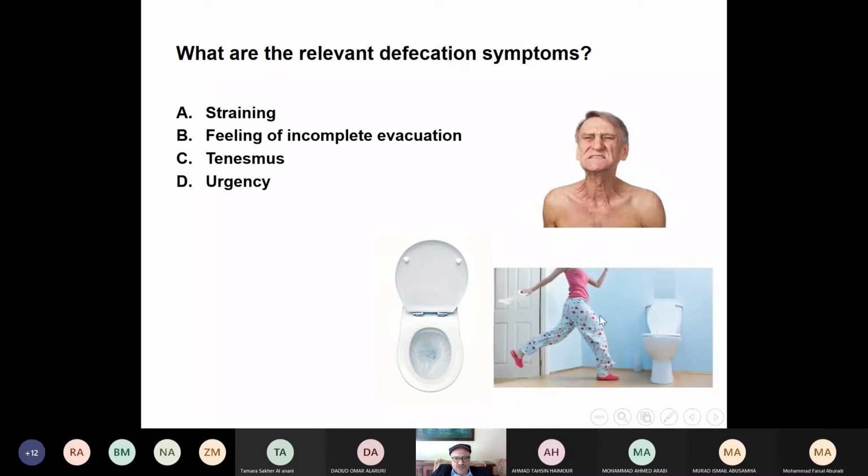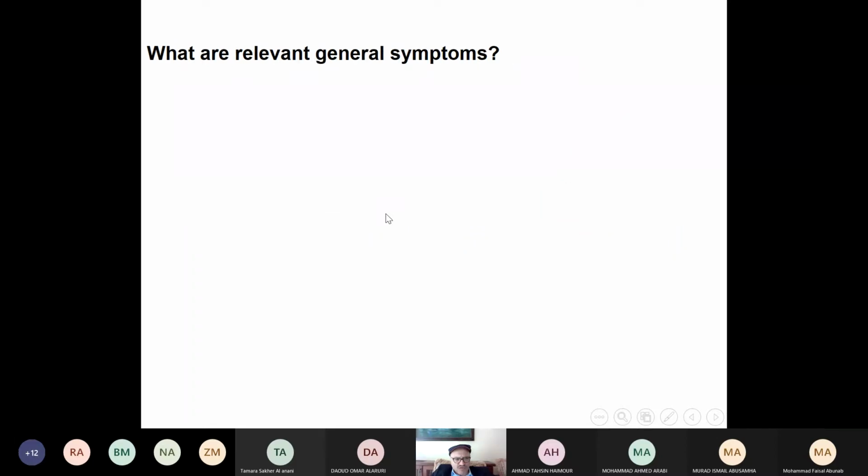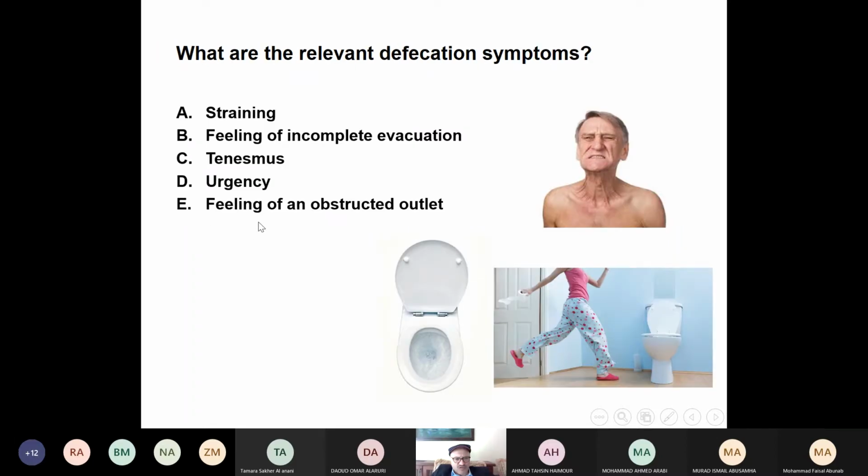Urgency, the patient feels that he needs to go quickly. And feeling of an obstructed outlet, the patient tells you that I feel the stool, I have the desire, I push, but I feel the way is obstructed. Of course, in addition to the pain that you have mentioned. What do these symptoms indicate if they are present?